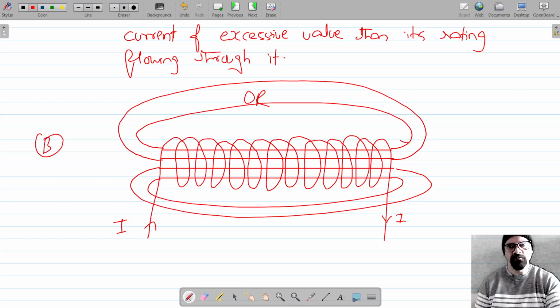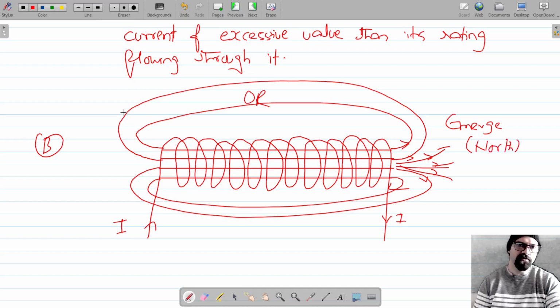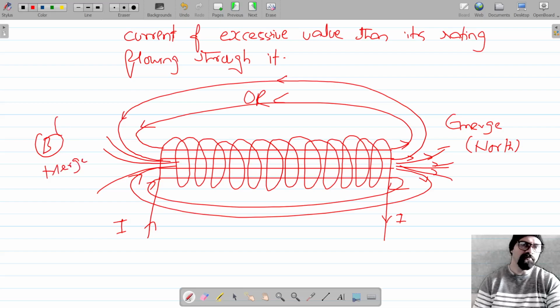Where they emerge, at this point the magnetic field lines are coming out. So the magnetic field lines are coming out from here. This is the emerging point, which is called a dot, and this is the merging point. The magnetic field lines merge here. They go into the solenoid. So this is where they merge and it becomes the south pole. So it behaves like a bar magnet.